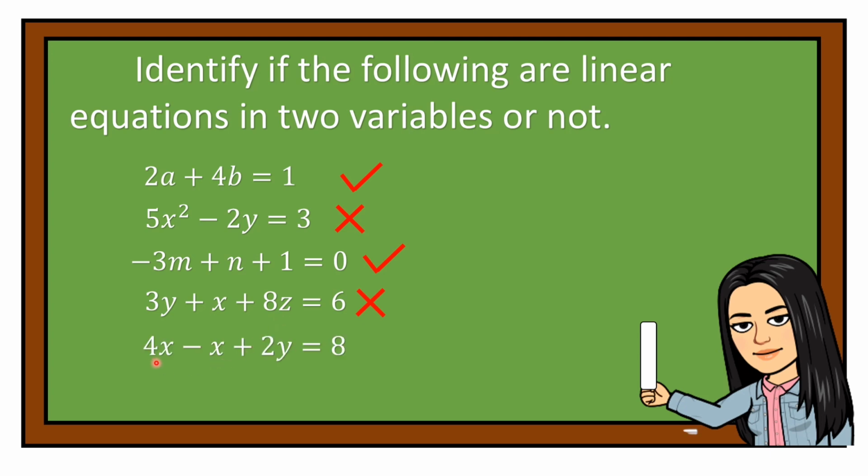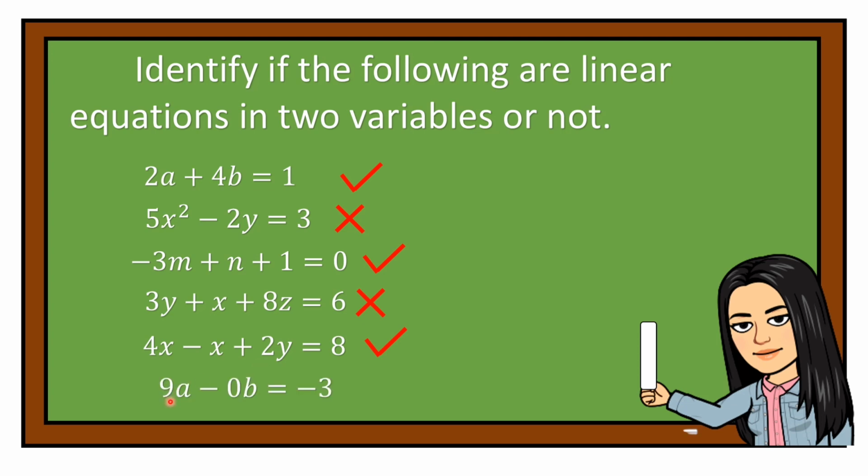Next, 4x minus x plus 2y is equal to 8. Check. Since if we subtract 4x minus x, it is still equal to 3x plus 2y is equal to 8. So our variables are x and y.